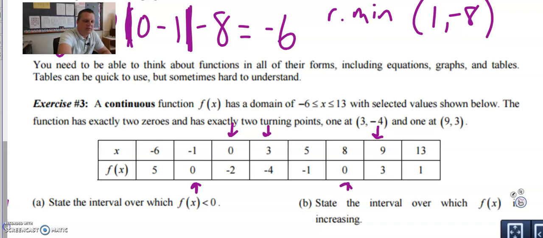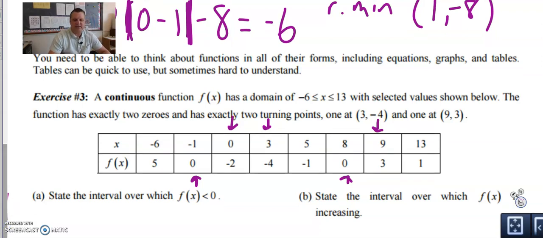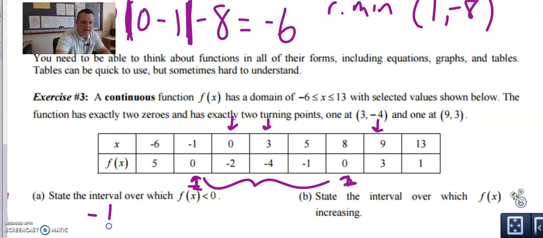We want to state the interval for which f of x is less than 0. We can look at our table, and you see your zeros. My y has to be less than 0. Here are my 2 zeros, here and here. You see how these are all negative? Therefore, the interval for which it's less than 0 is negative 1 to 8, and they're parentheses because of the less than. So be careful of that.